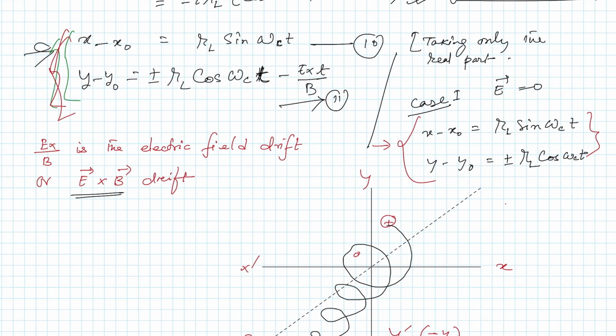From these two equations, the Larmor motion will be in the same direction as in the first case, but there will be a drift of this center towards the negative y-axis. Because of that, the direction of motion will be like this, between these two axes, negative y-axis and z. In this direction the particle will move.